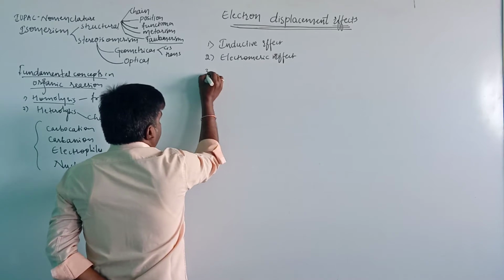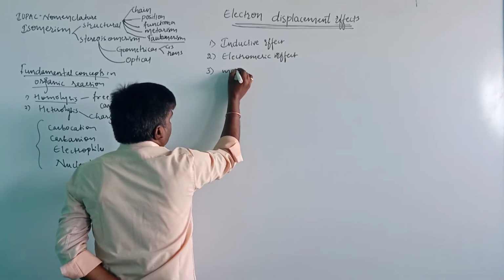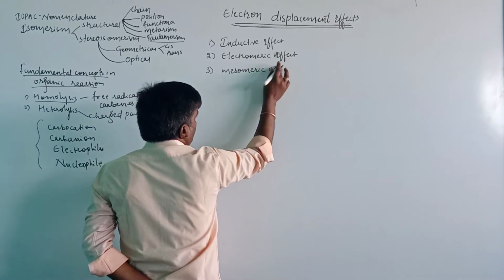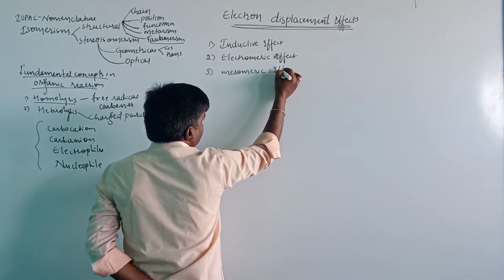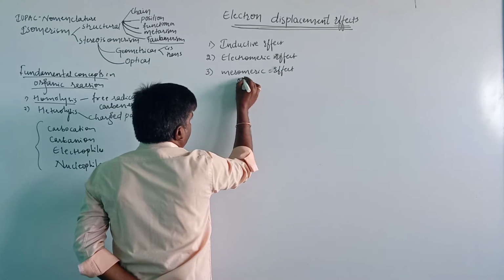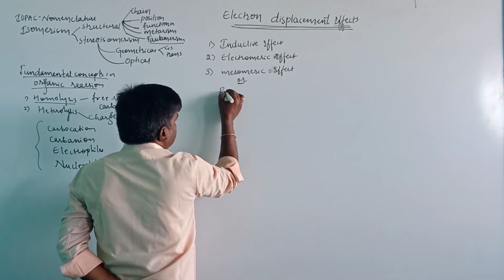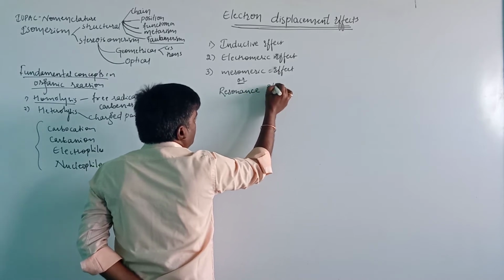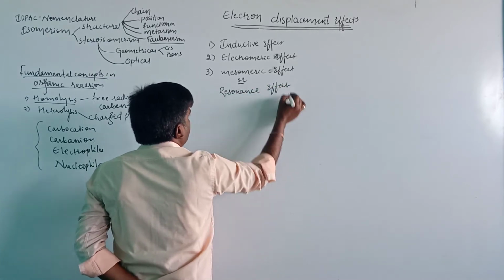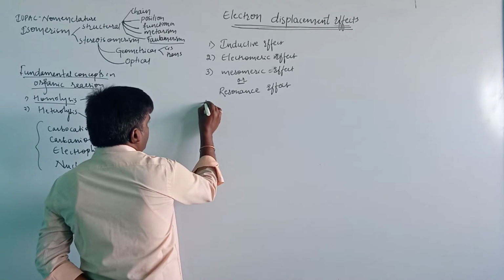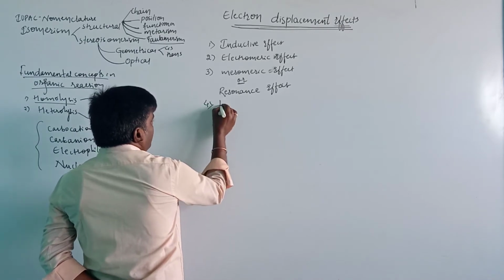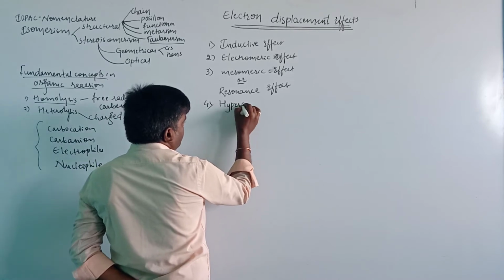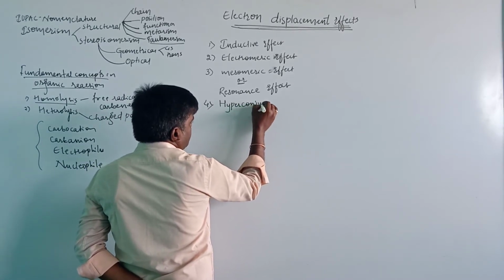The third one is the mesomeric effect, or we can call it the resonance effect. The fourth one is the hyperconjugative effect.